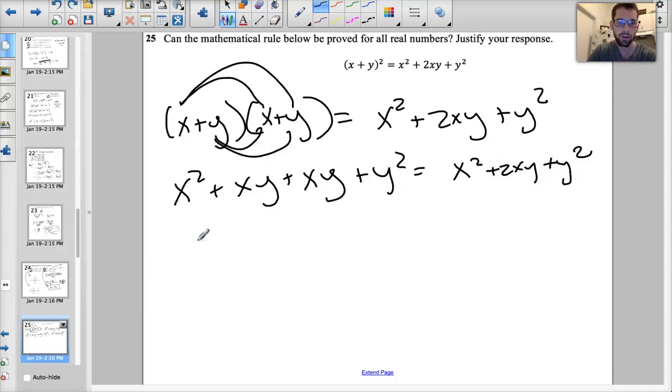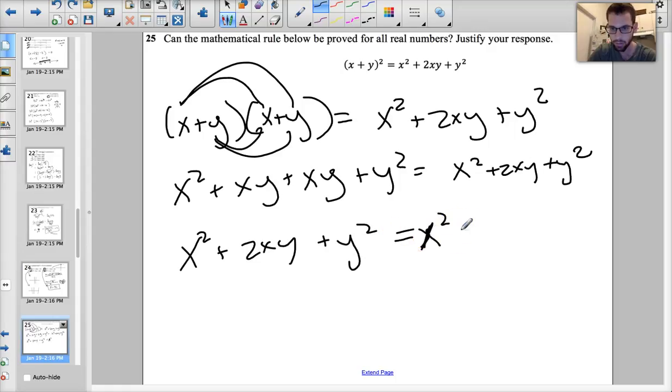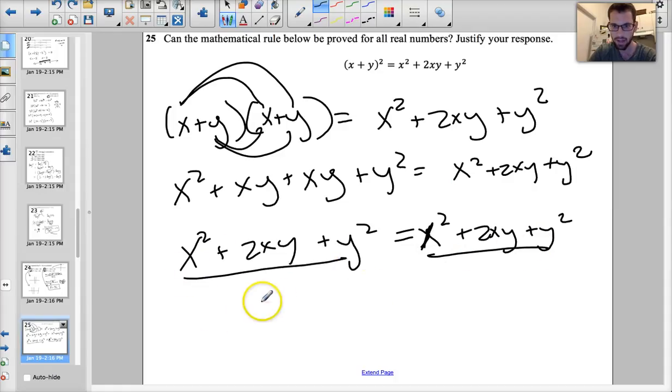And then I combine my like terms and I get x squared plus 2xy, because xy plus another xy gives me 2xy's, plus y squared. And that equals x squared plus 2xy plus y squared. And sure enough, that is an identity. So this side is the same as this side, therefore it is an identity. I'm going to go ahead and type that out.